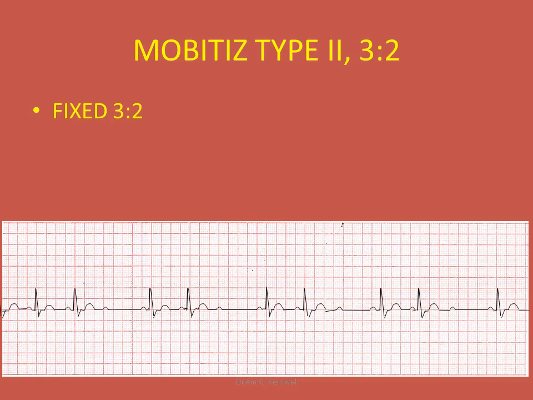So in this Mobitz type 2 I've drawn a diagram of 3:2. You can see the P waves in the blue line. The place where the QRS complex is dropped, green lines, and the QRS complexes are shown in the red lines. So we can see that every 3 P waves has 2 QRS complexes. So this is a 3:2 block.